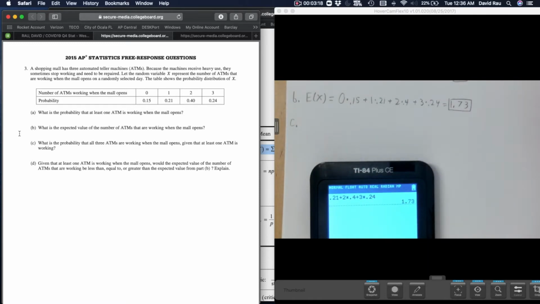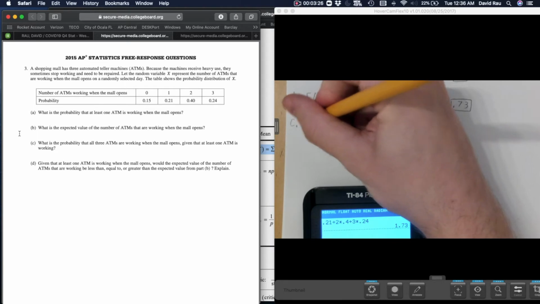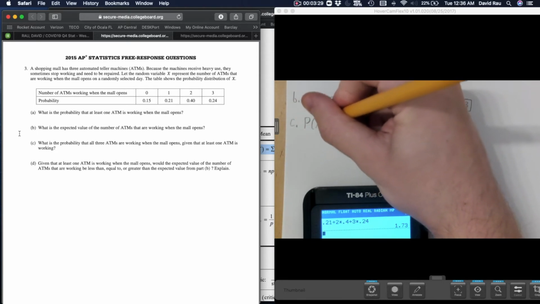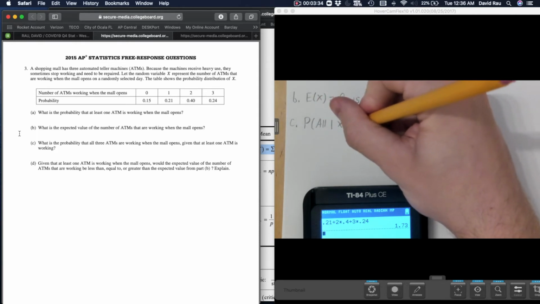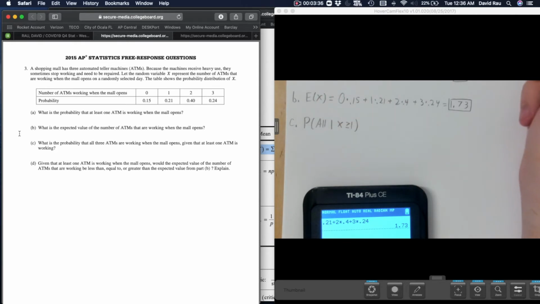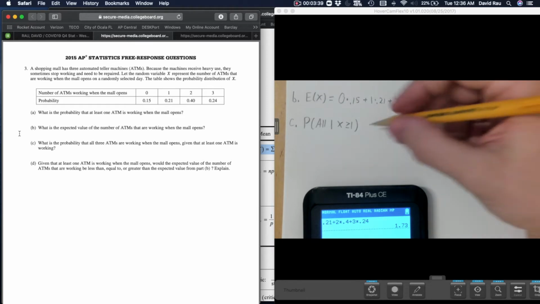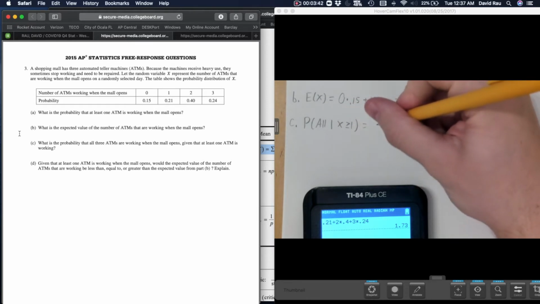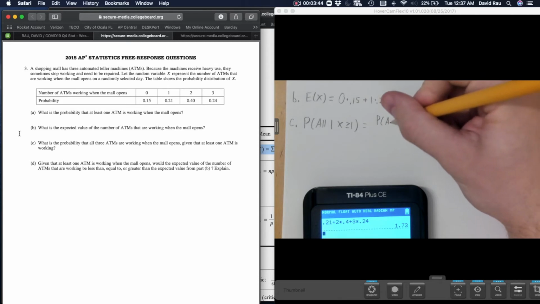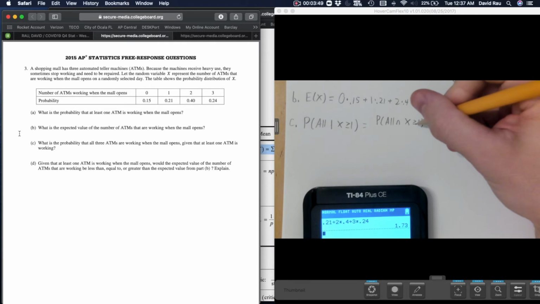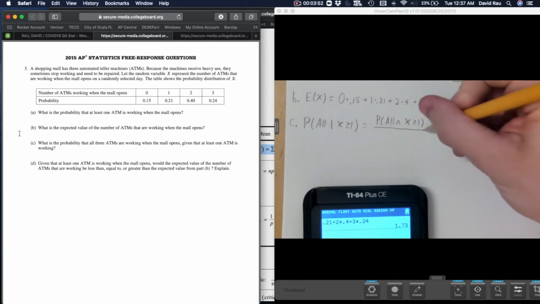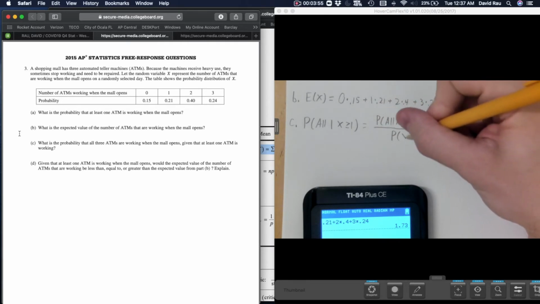Part C. What is the probability all 3 ATMs are working when the mall opens, given at least one ATM is open? I'm going to write that like this: the probability of all given x greater than or equal to 1. In other words, the given is what we did in part A. Now, remember your probability formula. It's the probability of all and x being greater than or equal to 1. This is kind of a weird way of writing it, but it is technically true, divided by the probability of the given.